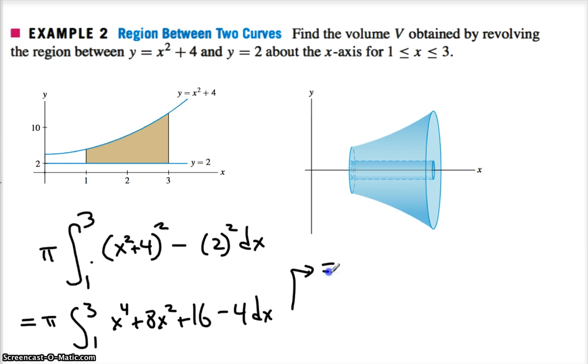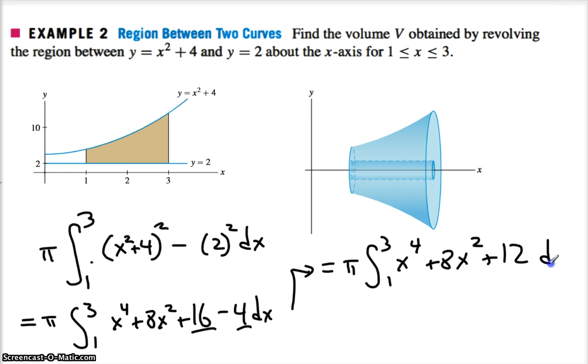Continuing up here, pi multiplied by this, we can simplify the constants. You get x to the 4 plus 8x squared plus 12 dx. So I'm going to leave this as an exercise for you to evaluate. It's just a straightforward power rule for antiderivatives here, and let me give you a chance to work that out. So you may want to pause the video, work it out, and I'll tell you what the answer is.